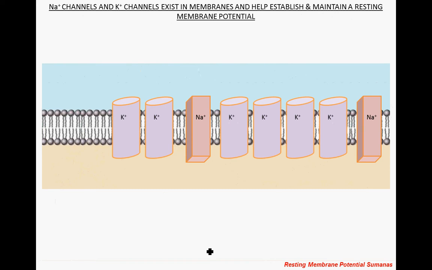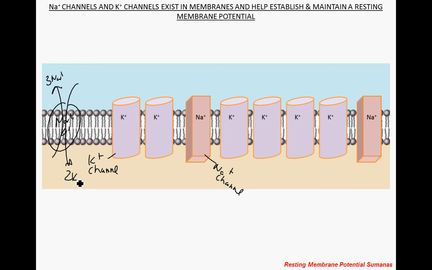Also, in the cell membrane of the neuron, you have sodium channels and potassium channels. Now, these sodium channels and potassium channels are specific for sodium and potassium. So here, this is a potassium ion channel, and this is supposed to be a sodium channel. What you need to know about these channels is that they are in the membrane as well as the sodium-potassium pump. So over here we'd have the sodium-potassium pump, and it's again moving 3 sodium out, and then moving 2 potassium in.